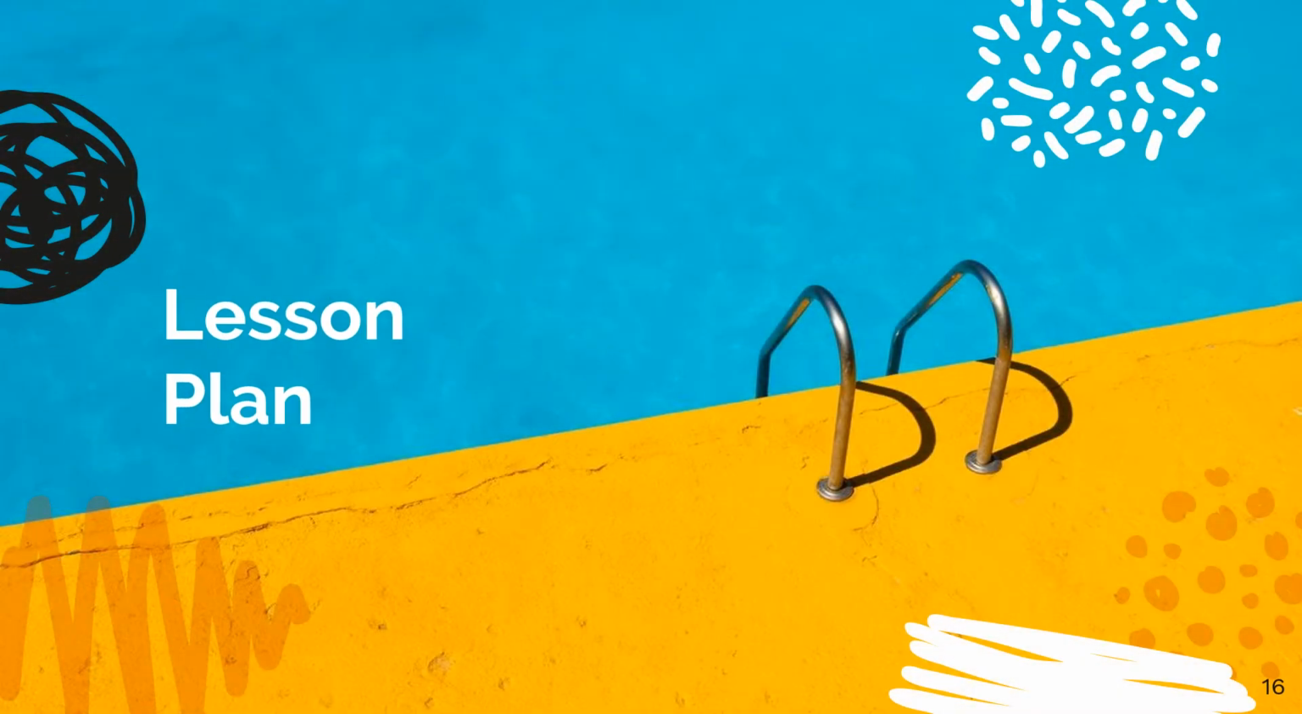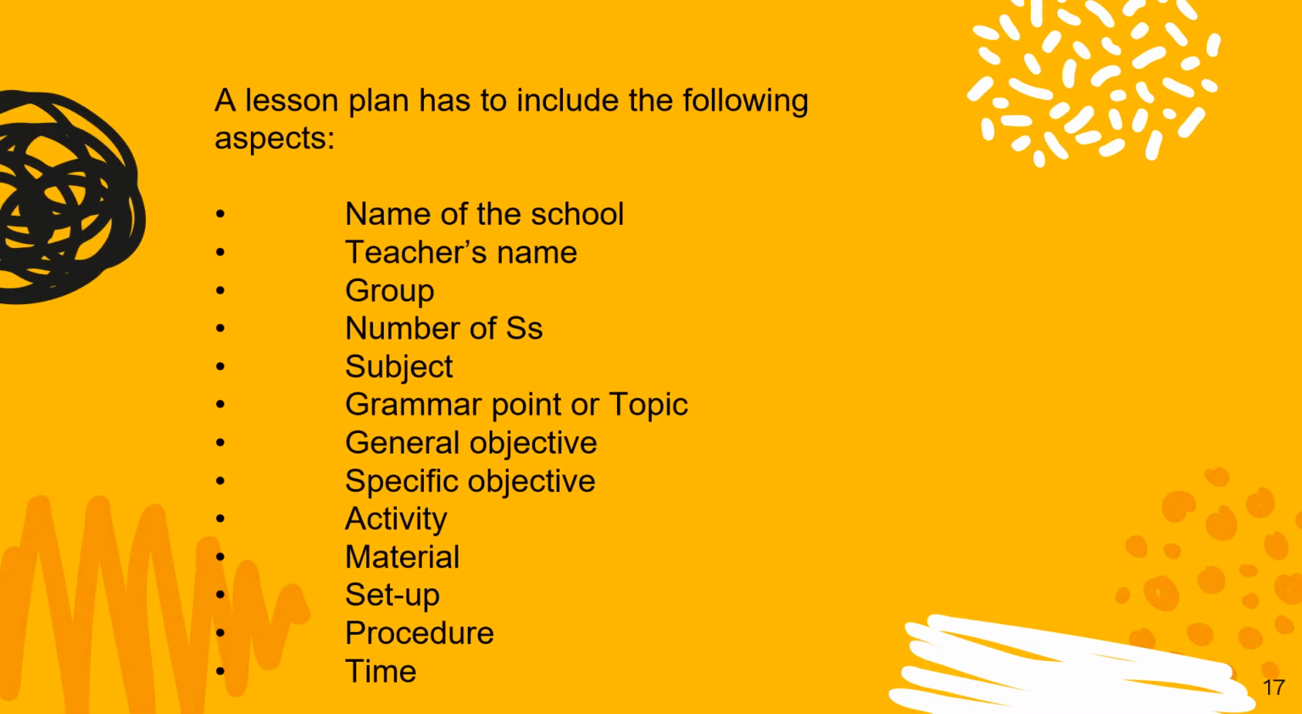Lesson plan. A lesson plan has to include the following aspects. First, name of the school. Then, teacher's name, group, number of students, subject, grammar point or topic, general objective, specific objective, activity, material, setup, procedure, and time. All of the aspects are helpful to have everything in order and beforehand planned to produce a successful class.